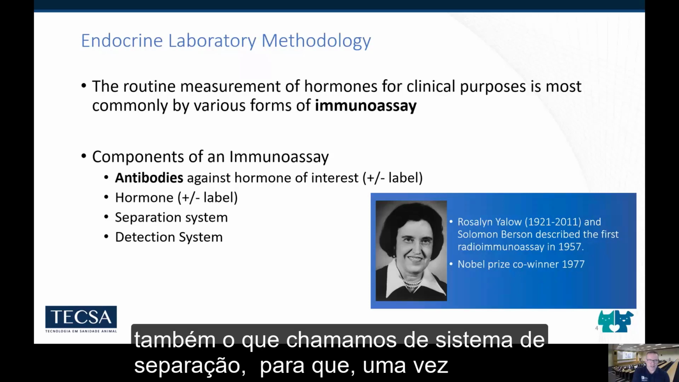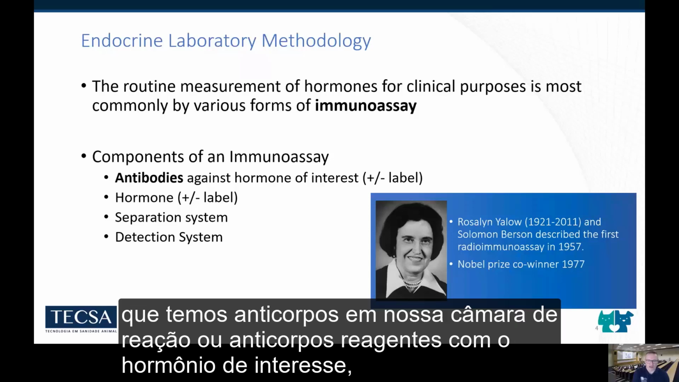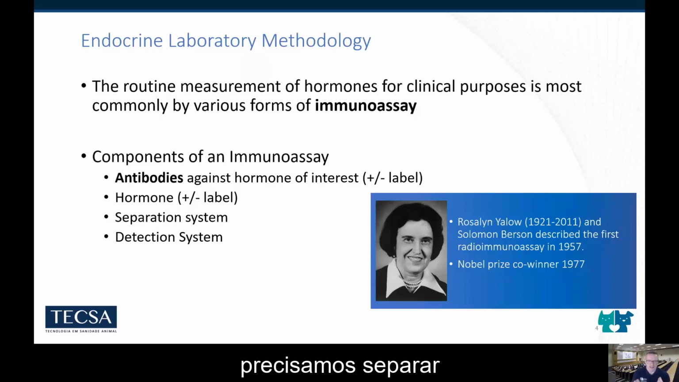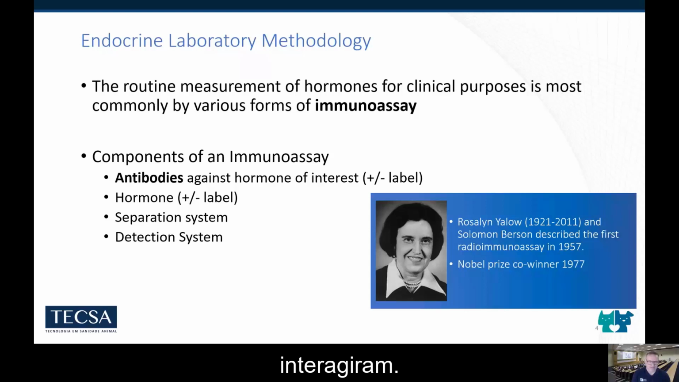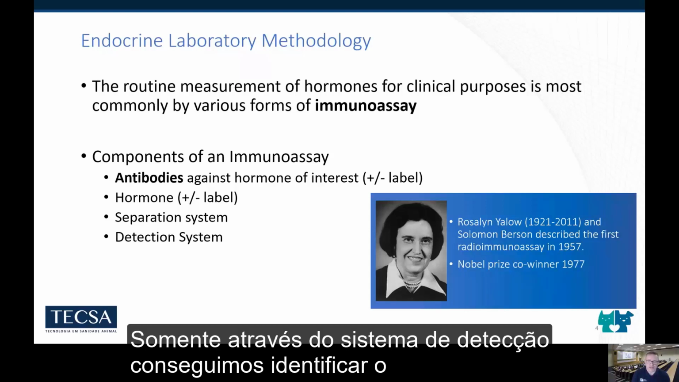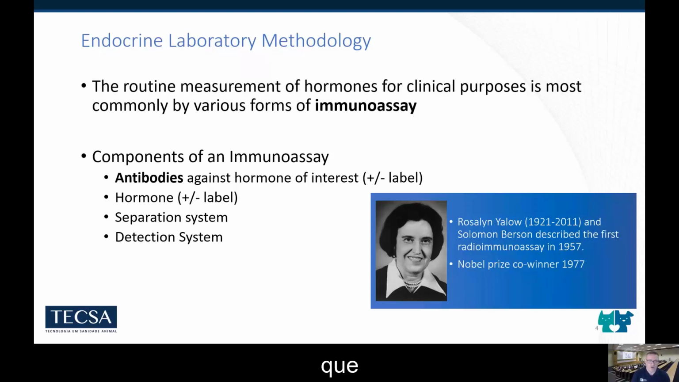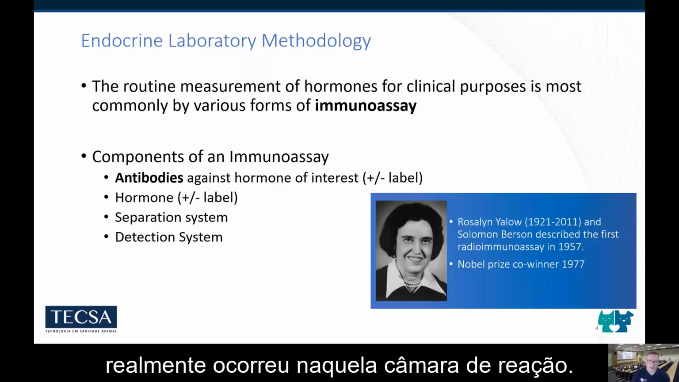There'll be what's described as a separation system. So once we've got antibodies in our reaction chamber, our lab antibodies reacting with our hormone of interest, we need to separate the antibodies or the hormone that haven't interacted. We need a detection system. We need to be able to figure out what has actually happened in that reaction chamber.